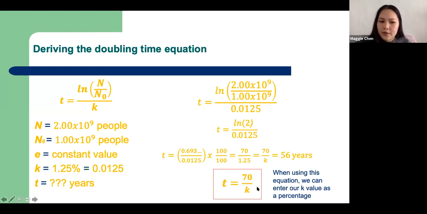So the original time equation still works if you want to use it whenever you see a population doubling in size, but I think it's a lot easier if you just use t equals 70 over k, because then it takes out all this extra math that you don't really have to do. So with that, using this final equation, we find that in this situation, the time it takes for our population to double is 56 years.